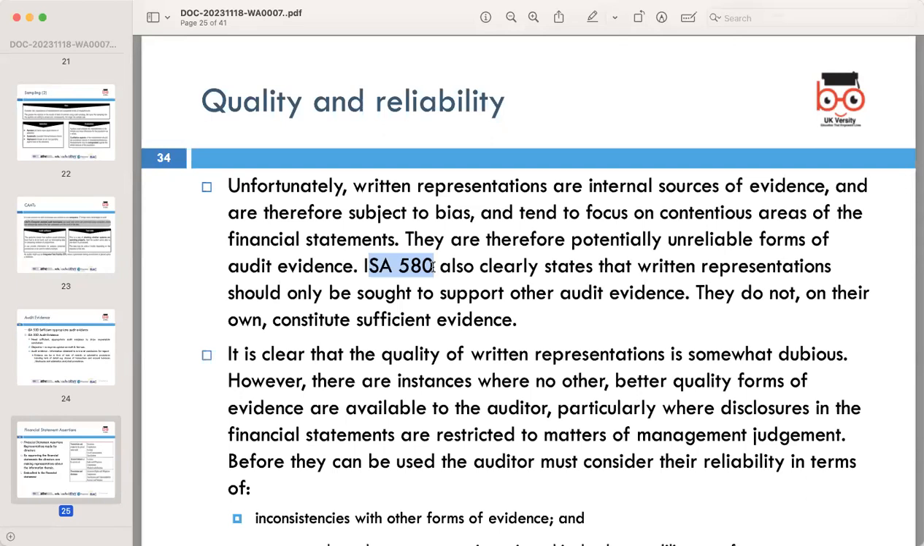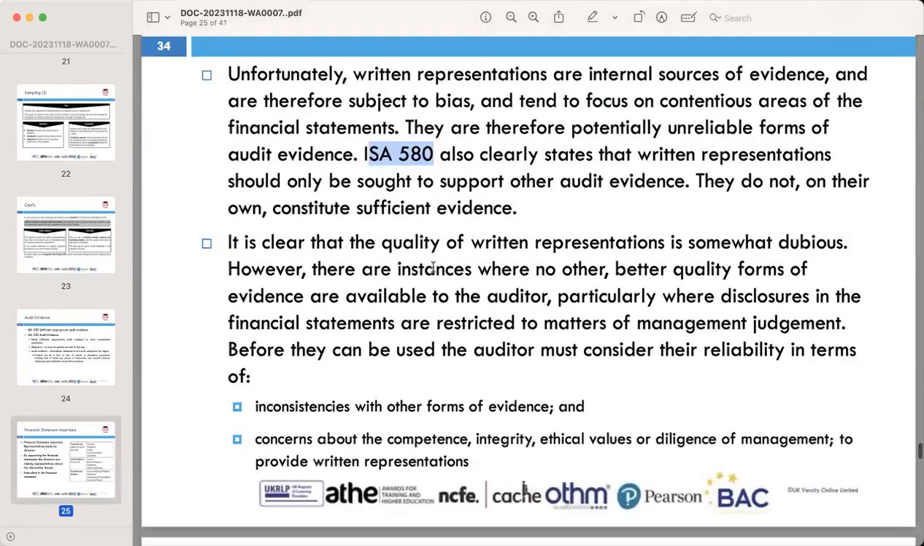We need other evidence, like a detective who needs more than one clue to solve a case. Basically, written representations are like puzzle pieces in our audit investigations. They help, but we can't rely on them completely. We need to check if they agree with other evidence, and we need to be sure that the people behind these writings are trustworthy. It is like being a detective putting together all the clues to solve the mystery of a company's finances.